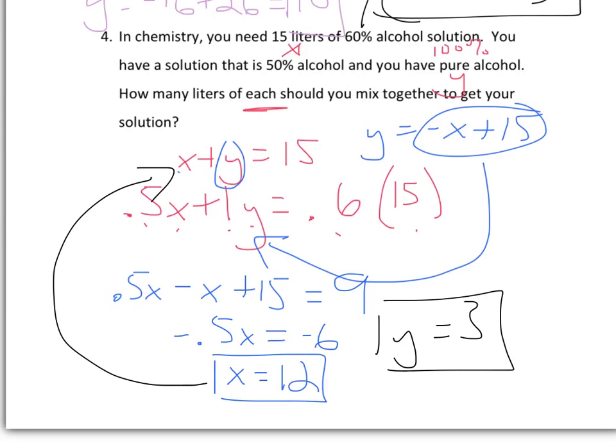And so the answer to this question would be you need 12 liters of the 50% alcohol and 3 liters of the pure alcohol. And you're done.